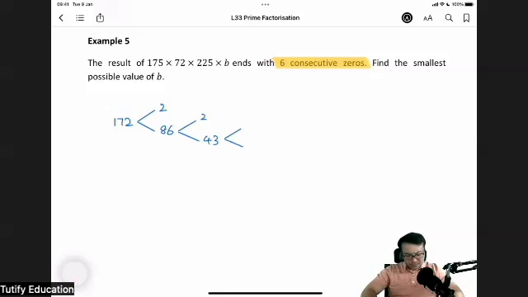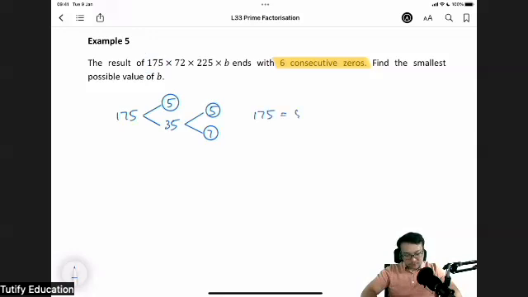Hey, sorry, why am I doing 172? It's 175. Okay, 175. Split it up, 5 times 35. Then I have 5 times 7. Done. So I already know that 175 equals 5 times 5 times 7.